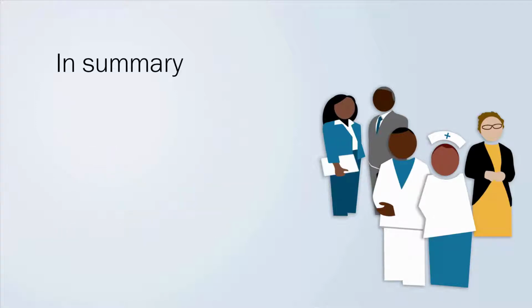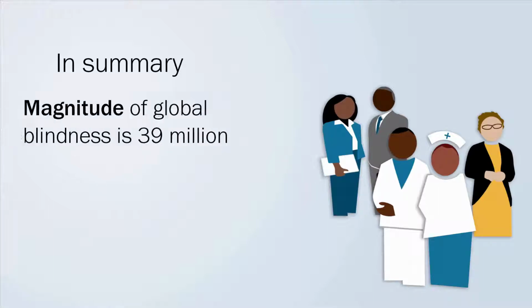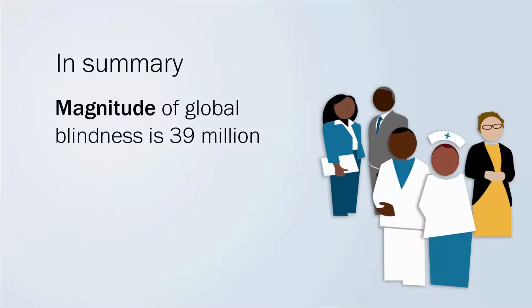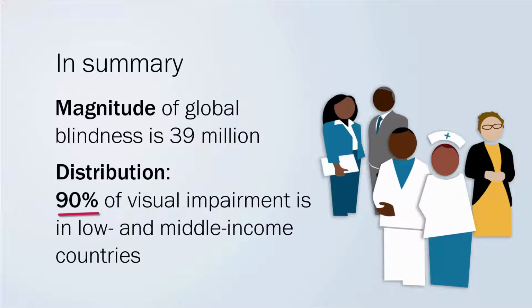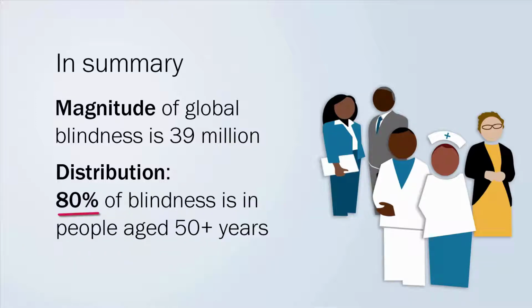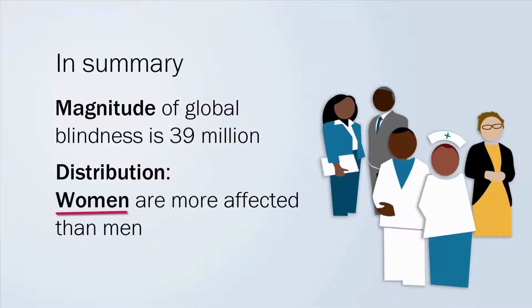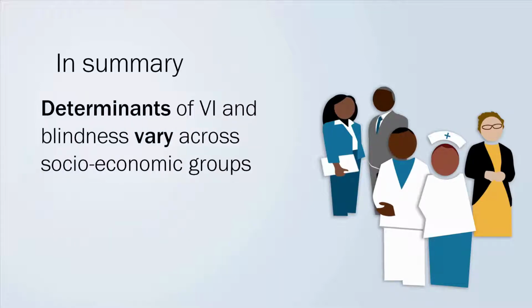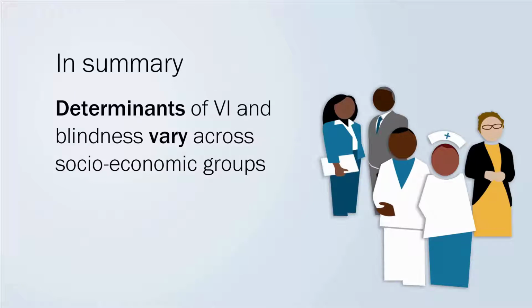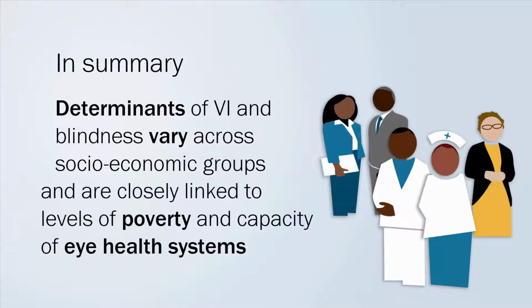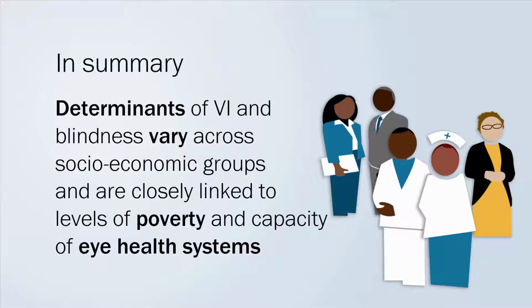In this presentation, we have identified that the magnitude of global blindness is estimated to be 39 million people, that the distribution of visual impairment indicates that 90% of it is in low and middle income countries, and over 80% of blindness is in people aged 50 and above, and that women are more affected than men. Determinants of visual impairment and blindness vary across socio-economic groups and are closely linked with levels of poverty and the capacity of eye health systems.